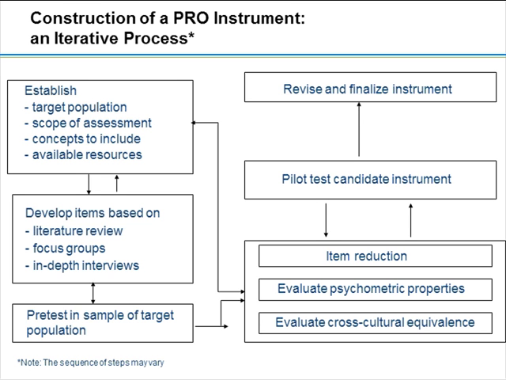And then take that set of questions or domains and pretest in a sample of that target population, in this case advanced ovarian cancer, and go through a series of qualitative and quantitative steps to reduce the items to a manageable number, to evaluate the psychometric properties, and then to evaluate even their cross-cultural equivalence, because in many cases you'll want to be studying women from different cultures in one multi-center trial and sometimes even multinational trial.